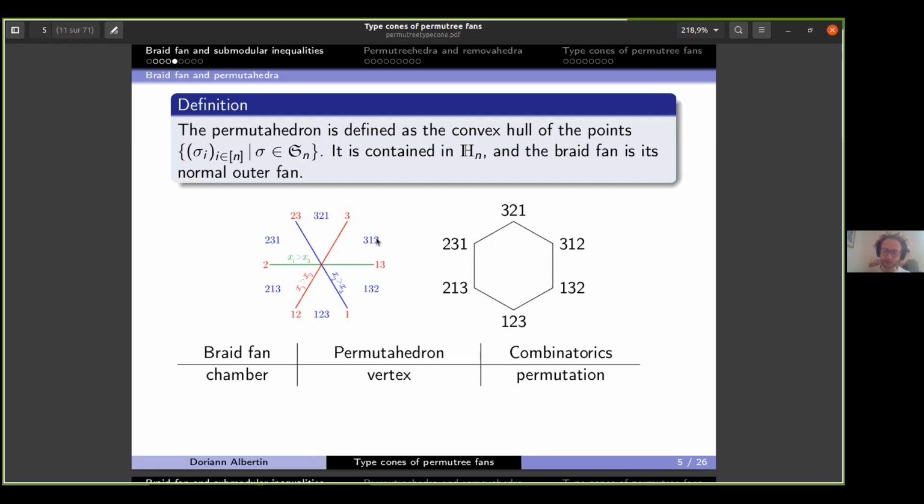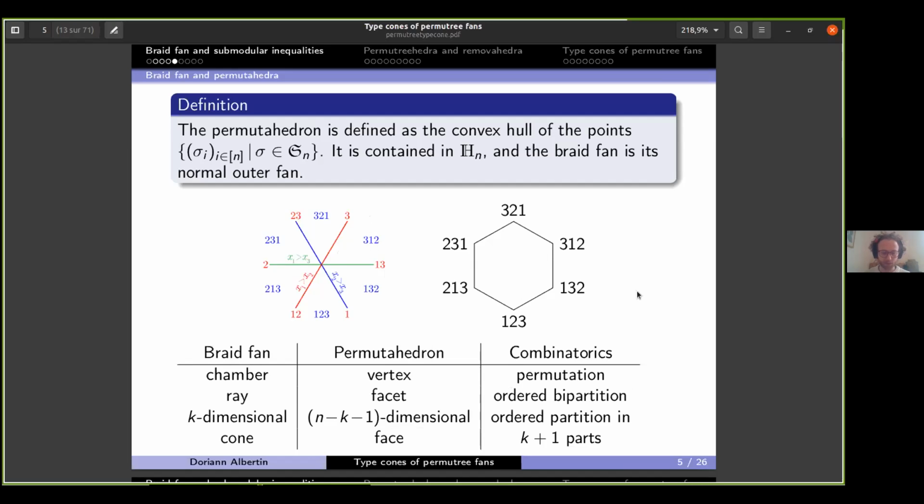Now, on the other side of the structure, the rays of the braid fan are in bijection with facets of the permutohedron, and the combinatorial object is ordered bipartitions, where here in red, we put only the first parts of the bipartition. Well, in general, you can say that a k-dimensional cone of the braid fan corresponds to an n minus k minus one dimensional face and to an ordered partition in k plus one parts.